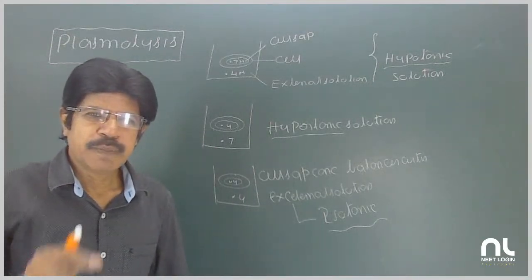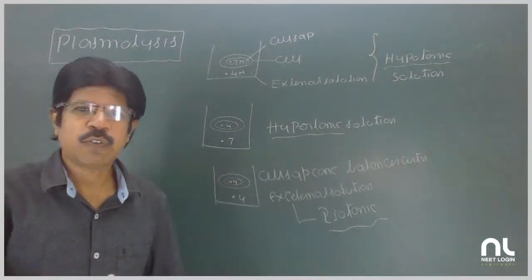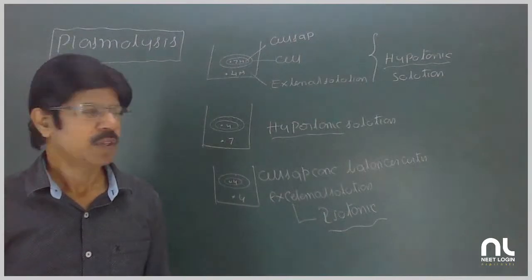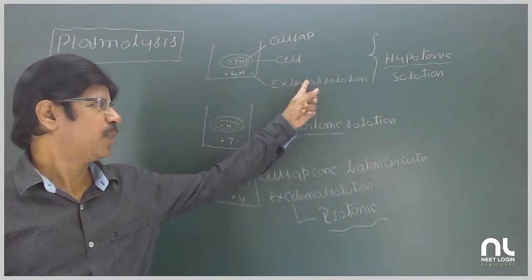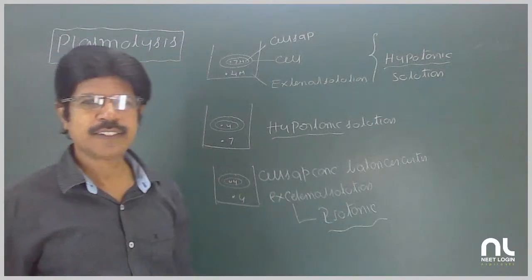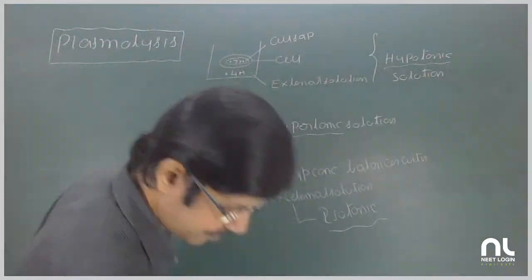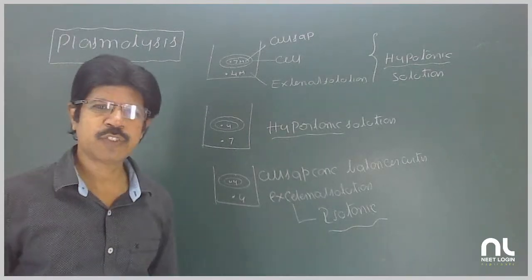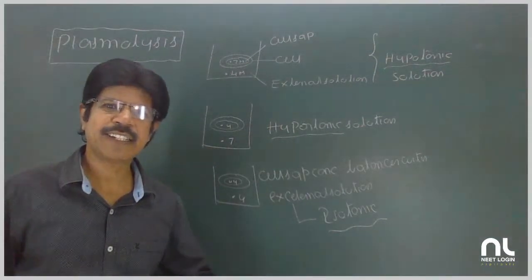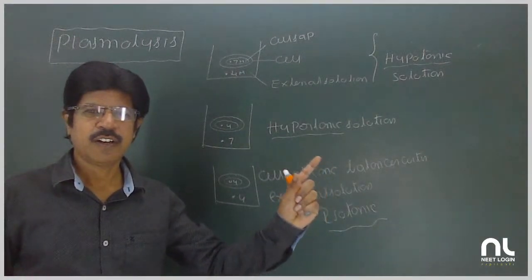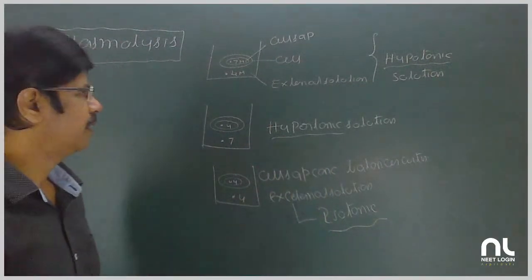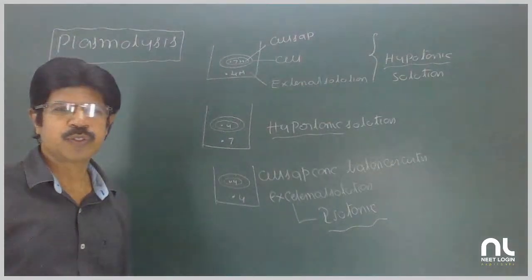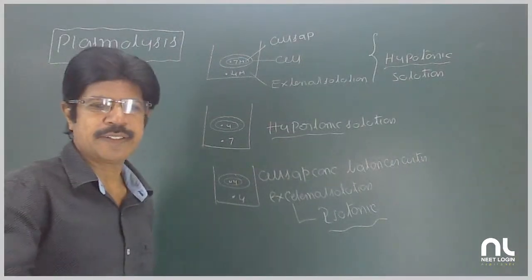So we can know about the behavior of these cells with regard to the water movement into the surrounding medium. That is hypotonic, hypertonic and isotonic. The behavior of this water movement depends upon the external concentration of the medium. So hypo, hyper and isotonic.